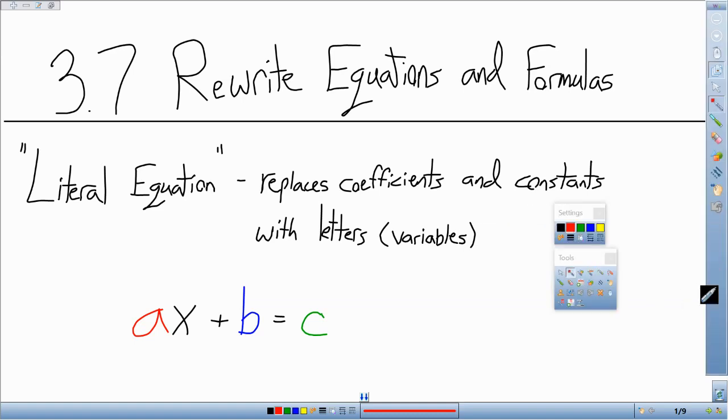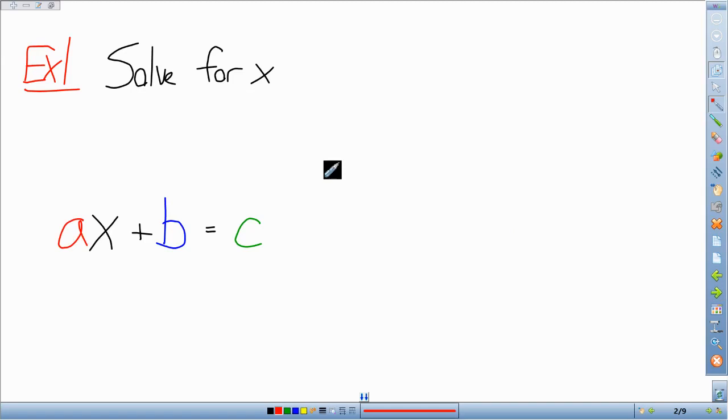So let's go ahead and dive in here. Go ahead and copy this first example. We'll try it out. This is asking us to solve for x like we normally would. We can see we have x on the left-hand side. We have a and b we need to get rid of. C is already on the right, so we're happy about that.